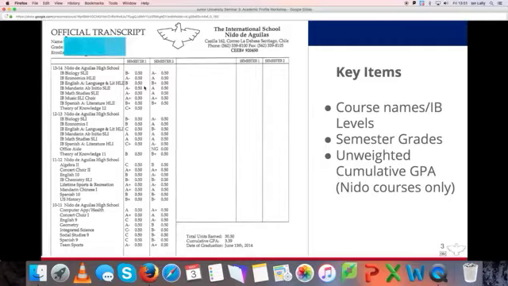That means only classes you took at NITO count towards your NITO GPA. We do not take classes from things that you did outside of NITO. We also have an unweighted system, which basically means in our system, PE counts as much as Biology SL. They all count the same towards our NITO GPA. So take a look at that transcript, especially if this is the first time you've seen one.